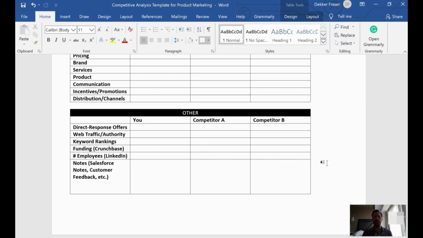You can also look at web traffic and authority. You can use things like Moz, SEMrush, SpyFu to get a sense of how much share of voice your competitors have and how much you have compared to them. Keyword rankings, also very important if you want to own a position in the market centered around certain keywords. Funding is important. You can use websites like Crunchbase to find out how much funding your competitors have. If they do have a lot of funding, then that means that they can probably have a broad value proposition or go after a broad market.